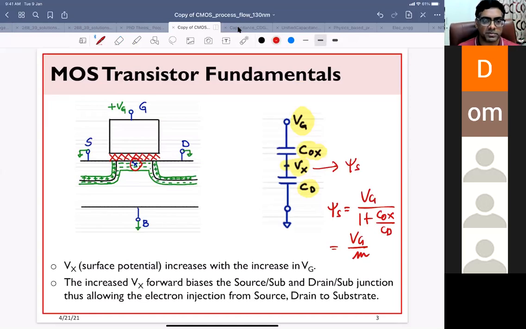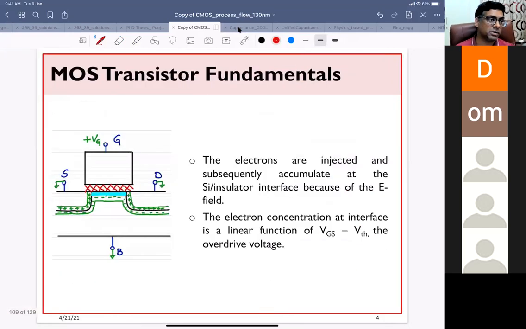With increasing surface potential, both the PN junctions are forward biased, and there is a reduction in the energy barrier, and the electrons start coming to the substrate, right? Since there is an electric field, these electrons are attracted to the surface and they accumulate at the surface. We call that region the channel, right? This is a channel of electrons formed, and that channel is nothing but a sheet of electrons sitting between source and drain.